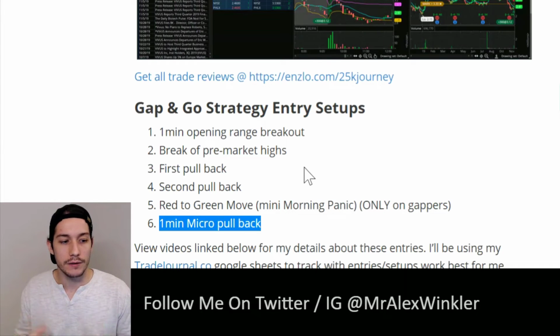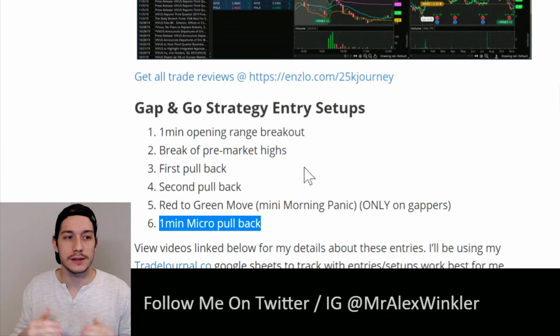But right now for me, I really like the red to green move. To me, that makes a lot of sense. I like that first pullback and the second pullback. I think they're both really good. And then to me, the break of pre-market highs just makes a lot of sense. I think that's a very, very clear support and resistance area.